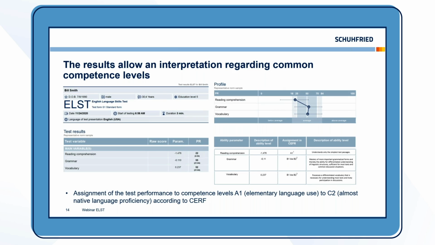When it comes to the test results, so what comes after the test, it is an easy to interpret test result. On the one hand, you have the comparison with a representative and now also updated norm sample. On the other hand, there is also the possibility that the test performances in each language component are assigned to a language competence level according to the Common European Framework of Reference.